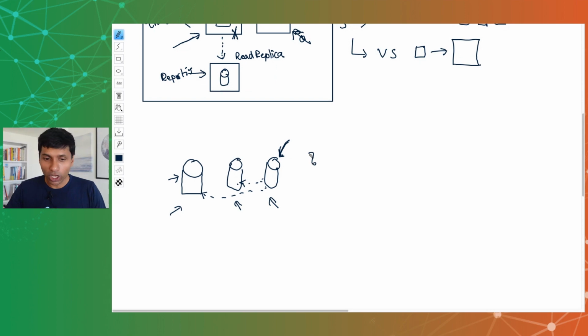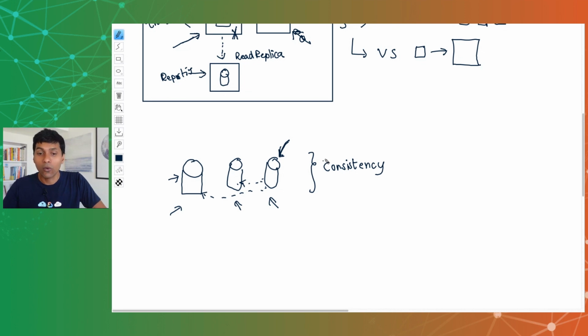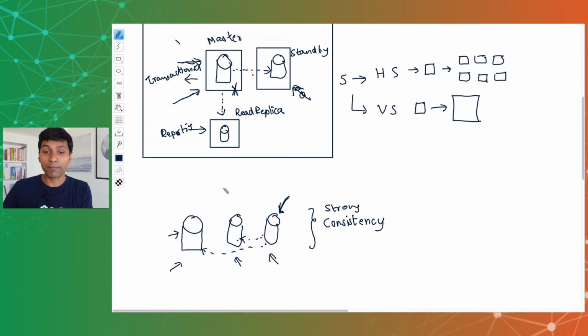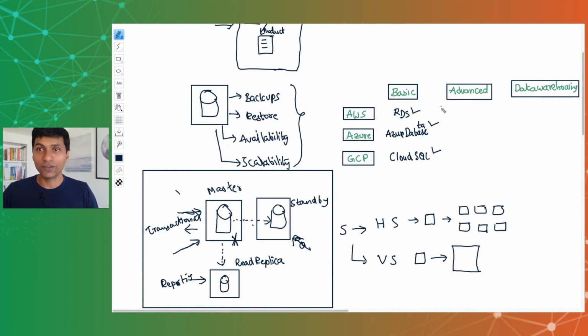So that's where we talk about something called consistency. Consistency of the data is very, very important, especially in case of transactional applications. You'd want to ensure that you have strong consistency. Once a transaction is committed to one of the copies of the database, you'd want to be able to get the same data from other copies of the databases as well. And these kind of features are provided by some of the advanced databases which are present in each of the cloud platforms. In AWS, the advanced database is Aurora.